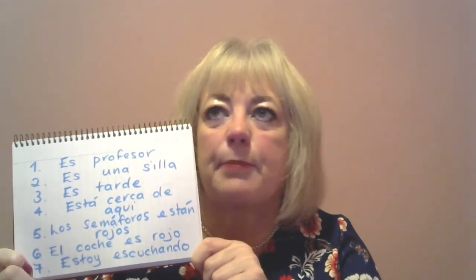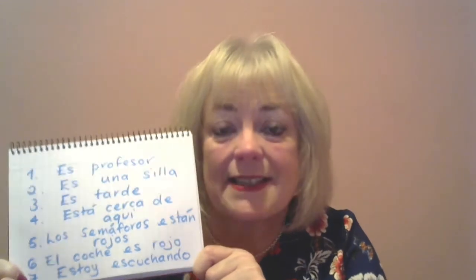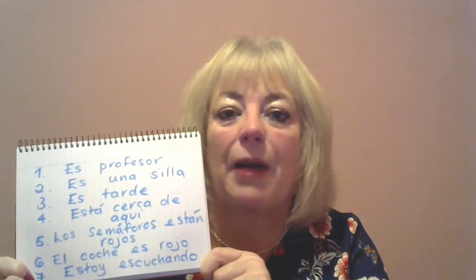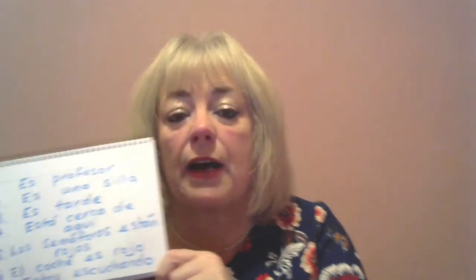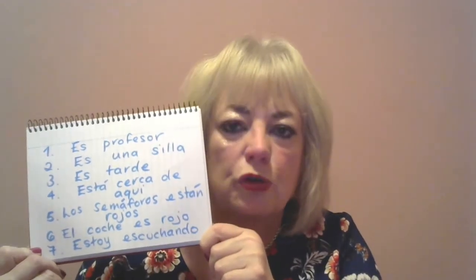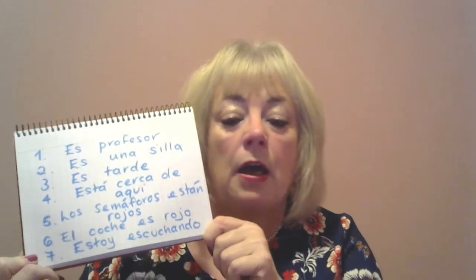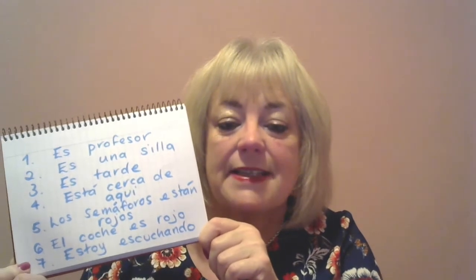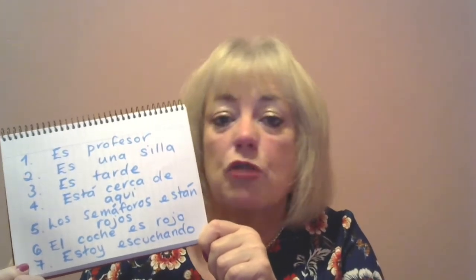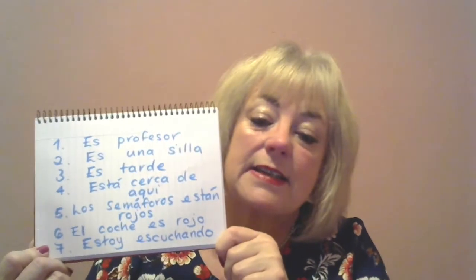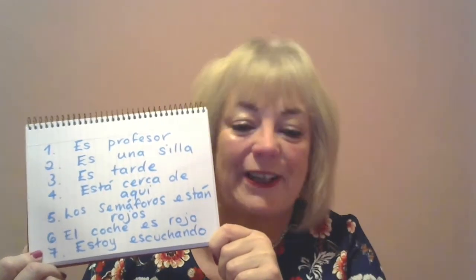Same as if we say bananas are yellow, it is ser because bananas are yellow. But if you have a particular banana that's black or green because it's overripe or not ripe enough, that will be estar because that's not the natural colour of that banana. Okay, and going on from that, número seis, the car is red, el coche es rojo, because that is its colour. It's not just the colour it is at the moment, it's not a temporary state. It is its normal, natural colour.